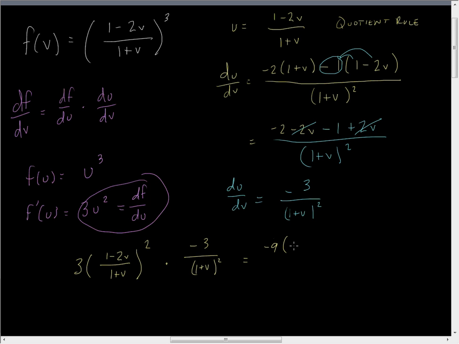And this is going to be squared inside. This is going to be (1 - 2v) squared, all over, we have (1 + v) squared on the bottom in this one. We have (1 + v) quantity squared on the bottom in that one. Multiply the two together, you add the exponents to give yourself (1 + v) quantity to the 4th. And so that's our final answer. The derivative of f with respect to v is this stuff.